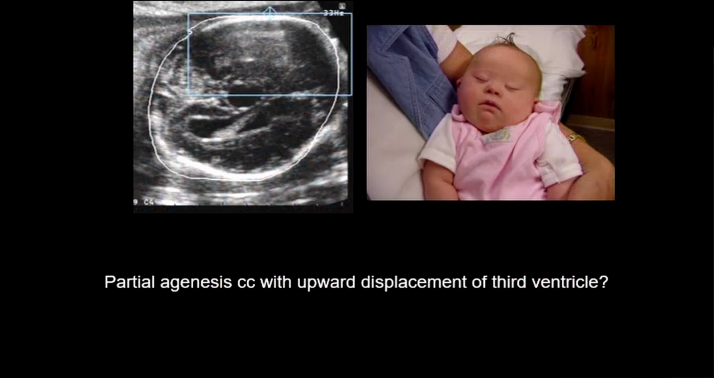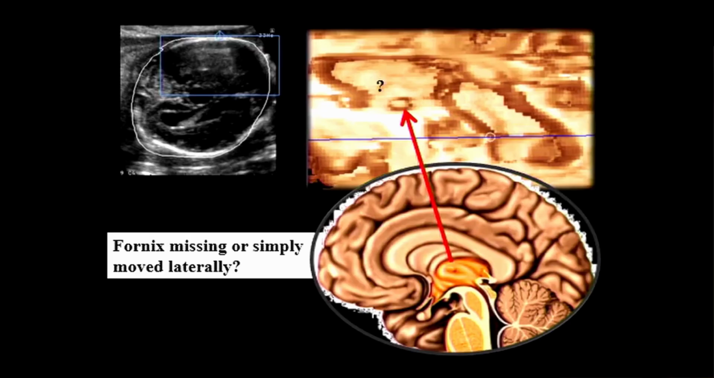Here's an example of a child with trisomy 21. We see a partial agenesis of the corpus callosum with a characteristic upward displacement of what is described as the third ventricle, or a cystic upper displacement in the absence of the corpus callosum. My suggestion is that the roof of the third ventricle is defined by the fornix, so we must consider whether this is really an upward displacement of the ventricle, or is it that the roof of the ventricle is missing because the fornix is pushed to the side, and therefore we get the impression of an upward displacement and continuity.